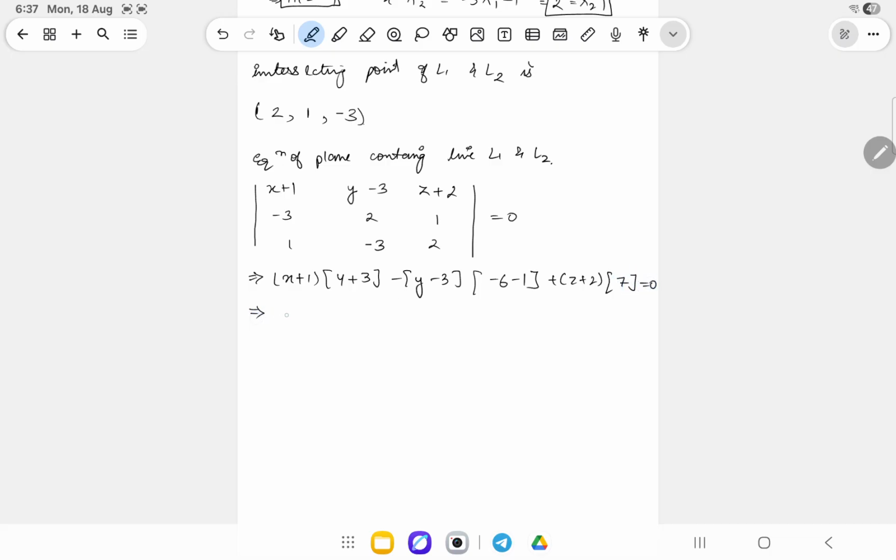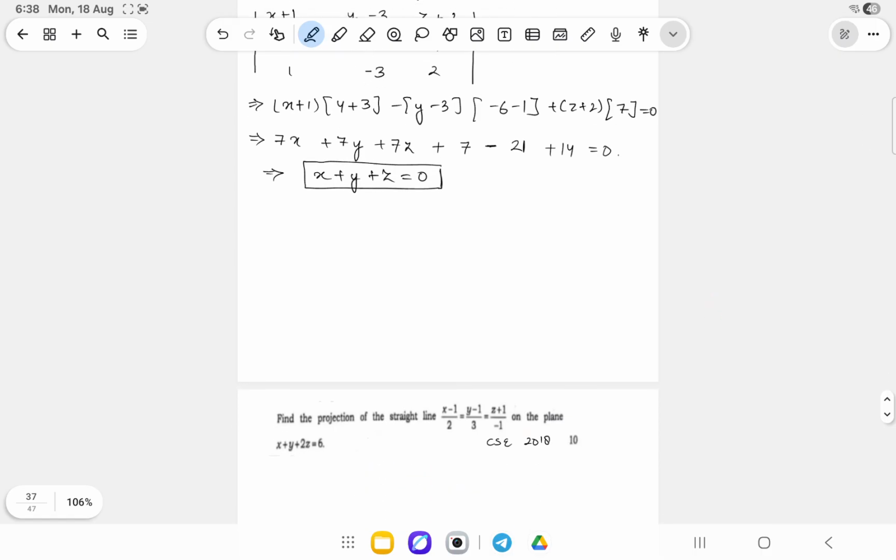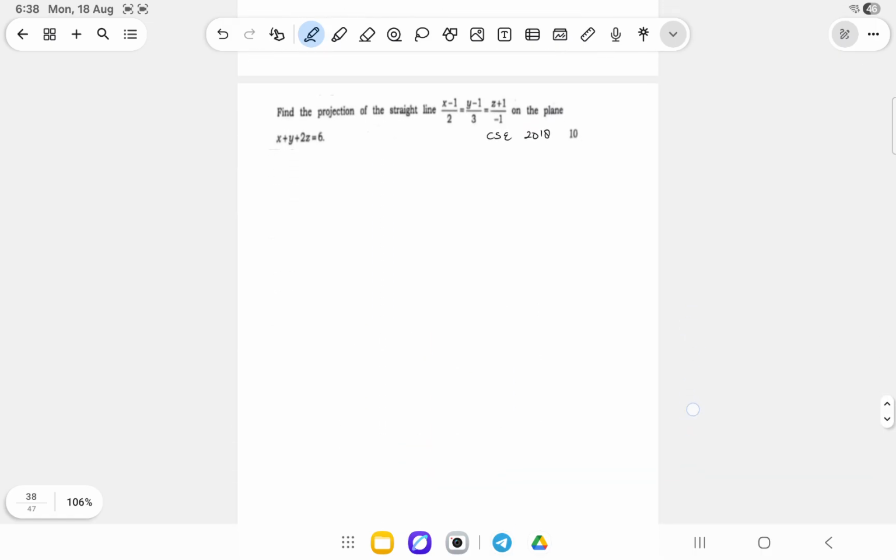So on further simplifying, I'll get 7x plus 7y plus 7z plus 7 minus 7 3 is 21 plus 14 equals 0, which is equivalent to x plus y plus z equals 0. So this is the equation of the plane which is passing through the given lines L1 and L2. So now let us move on to another question.